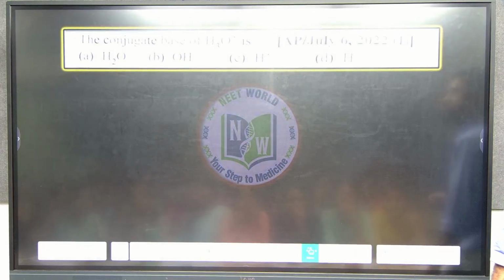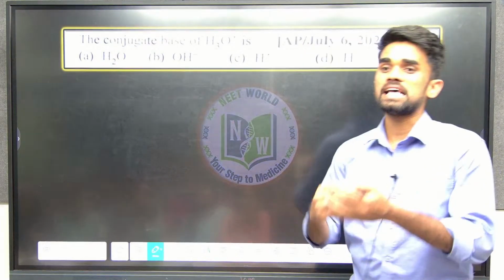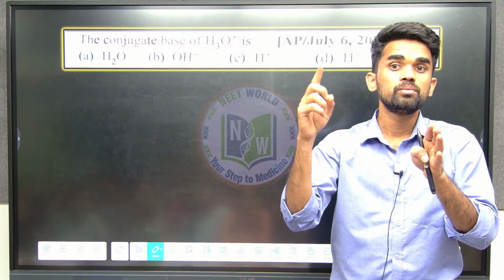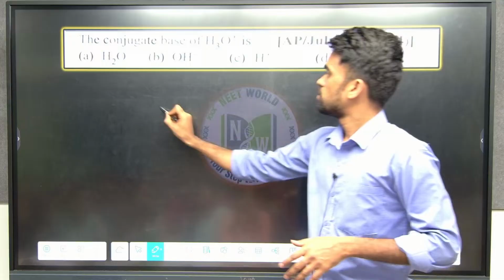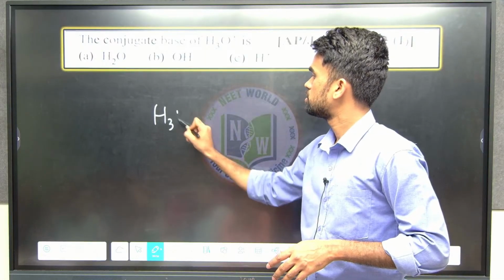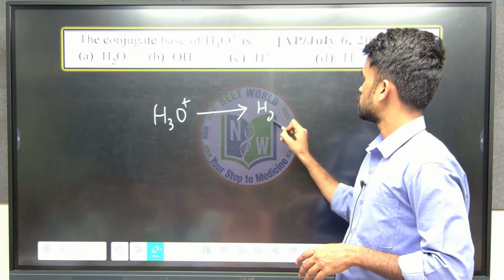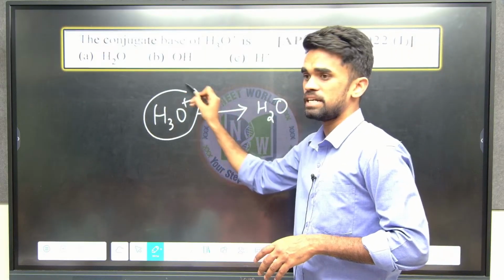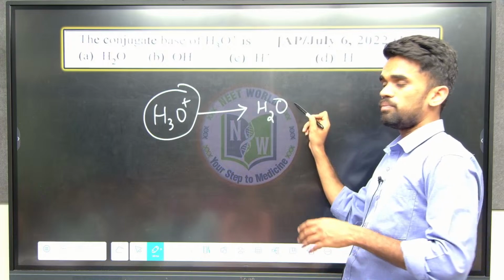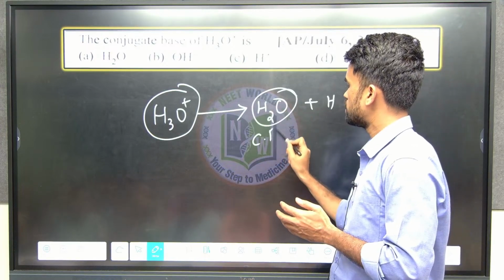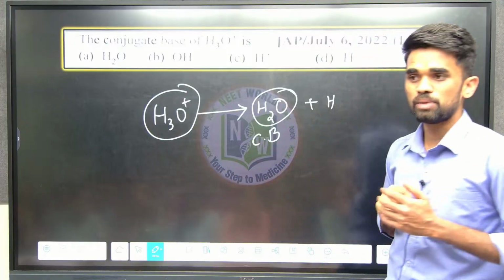Answer this fast. Conjugate base of H3O plus ion. What I told you: a conjugate acid-base pair will differ by one proton. So from this you remove one proton. See, if I say this is an acid, then after releasing a proton, the remaining part is called the conjugate base. So H2O will be your answer.